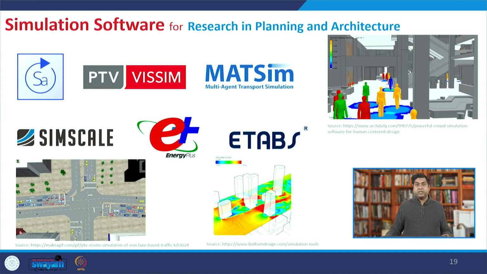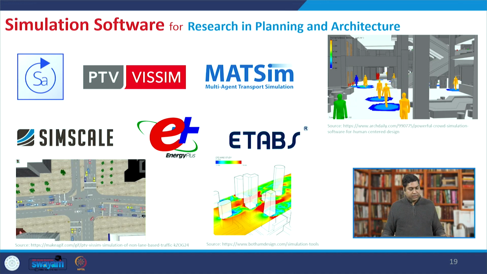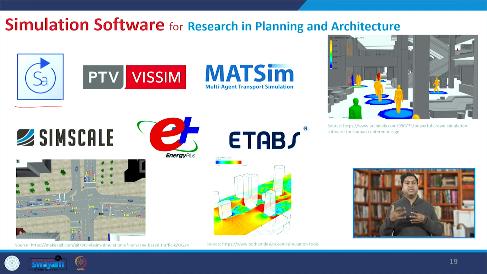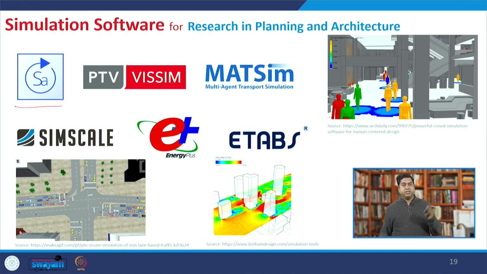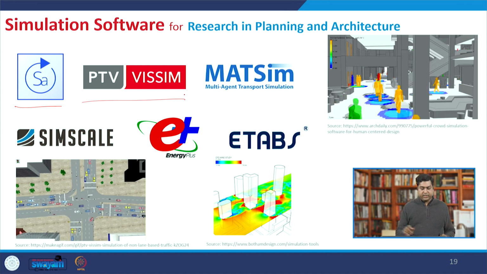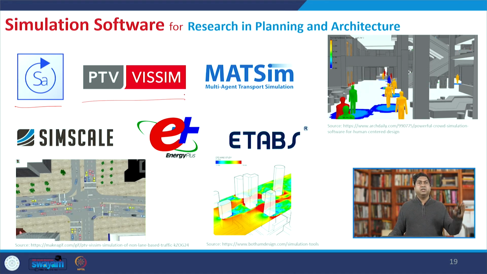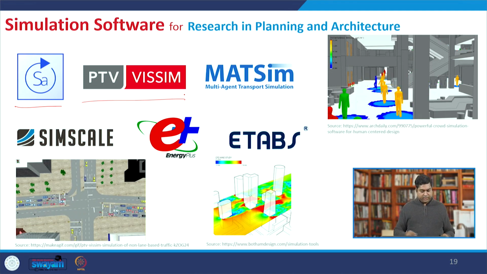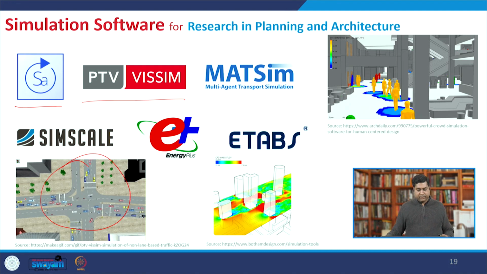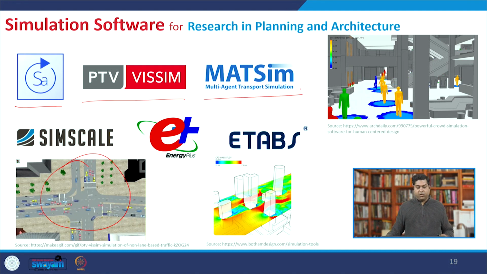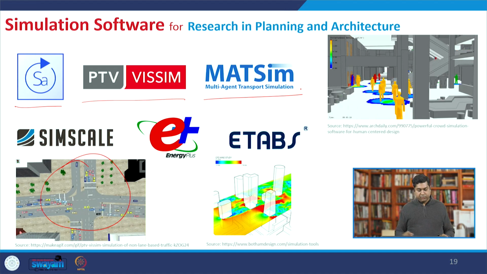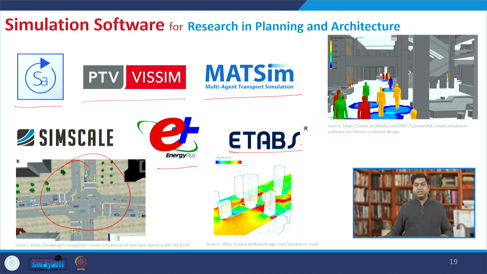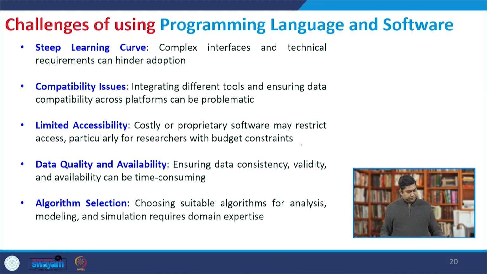Now, coming to the simulation software for research in planning and architecture, we have Stella Architect, where we can do analysis for system dynamics. We have PTV Vissim, the Visum software family, often used for traffic microsimulation, which you can see here. MATSim is for multi-agent transportation simulation. You have EnergyPlus for energy simulation. ETABS, as already mentioned, is for structural performance simulation.